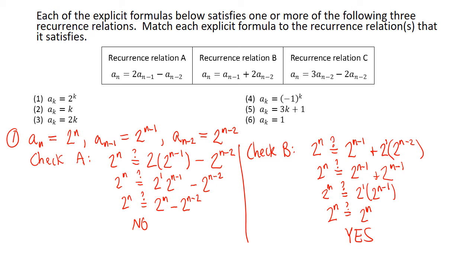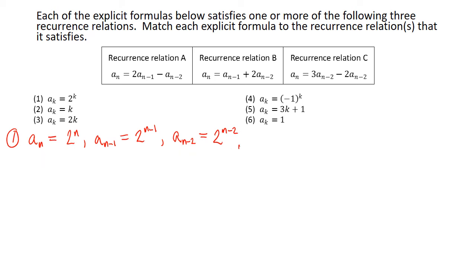Then I'll check recurrence relation C on the next slide. Okay, so let's look at the third recurrence relation here, and this is actually a typo. This was supposed to say 1 right here, so that's supposed to be a 1. All right, so let's check C. I'm just going to plug these in again. So a_n is 2 to the n, and I'm going to put an equals with a question mark because I don't know if it's equal, and then 3 times 2 to the n minus 1, and then minus 2 times a_(n-2). Okay, so we just have to check if this is true or not.